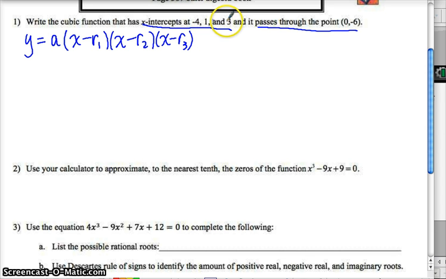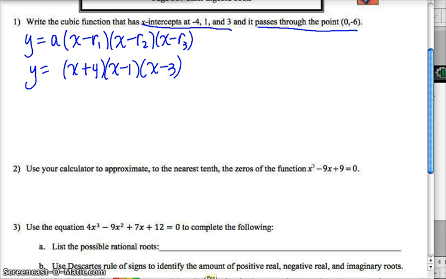Okay, well we have our roots. Our roots are -4, 1, and 3. So y equals a times x plus 4, x minus 1, x minus 3. So basically we have to find the stretch factor here, right? In order to solve for this, we have to find the stretch factor. Well, how can we do that? Well, what other information was given to us? Well, it was given that it passes through point 0, -6.